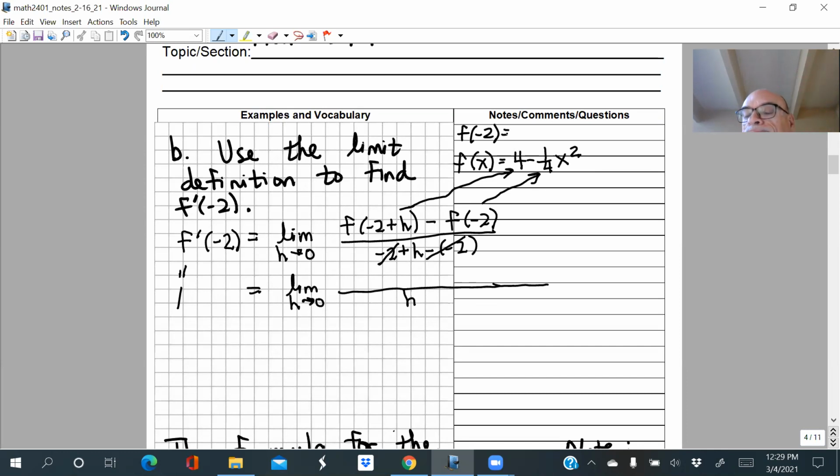Somebody have that? 3. Is it 3? Yeah, I remember that now. That was on the graph too, right?